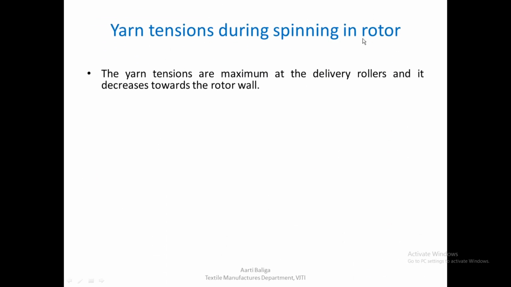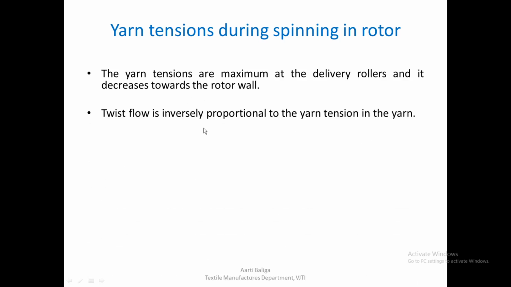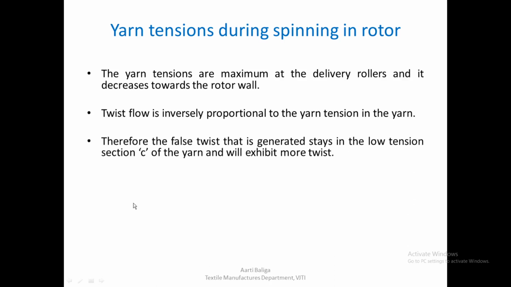Yarn tensions during spinning in rotor. The yarn tensions are maximum at the delivery roller and decrease as you go towards the rotor wall. Twist flow is inversely proportional to the yarn tension in the yarn. So we must know that wherever tensions are less, twist will easily flow, and when the tensions are high in any area of the yarn, twist will not be able to flow, or the tension acts like an obstacle to the flow of twist.